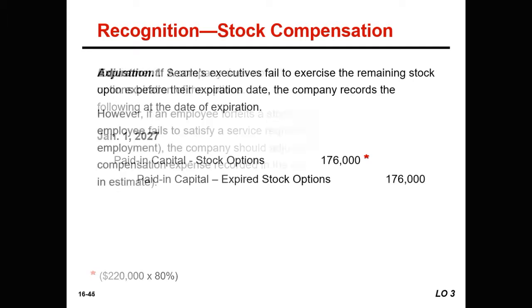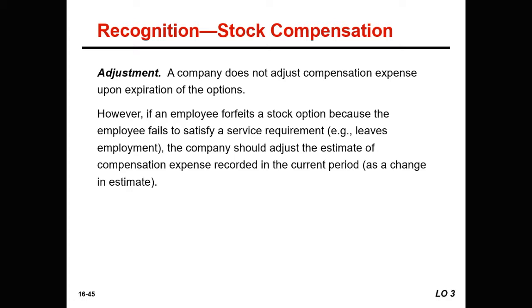Now, just as a note, companies do not adjust the compensation expense upon expiration of the options. However, if a company forfeits a stock option because the employee fails to satisfy a service requirement, so they've left, the company should adjust the estimate of compensation expense recorded in the current period. Remember, a lot of things surrounding accounting deal with estimates.